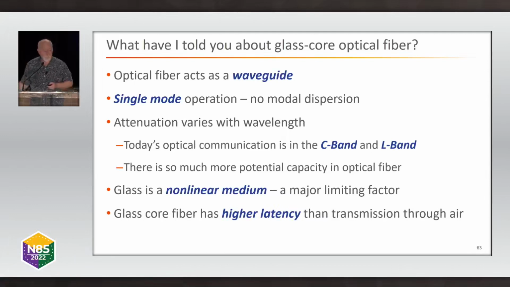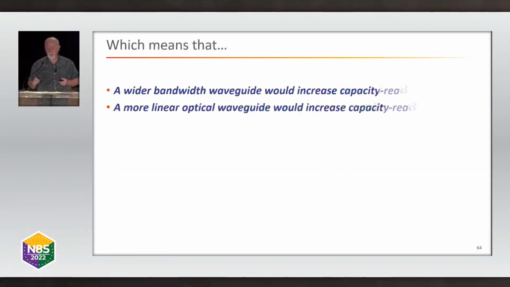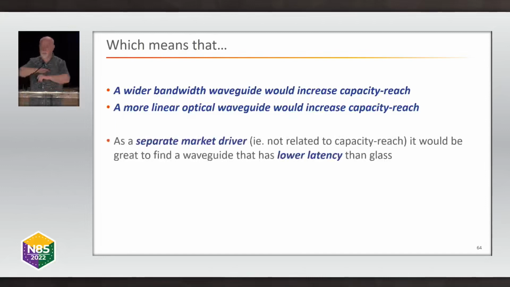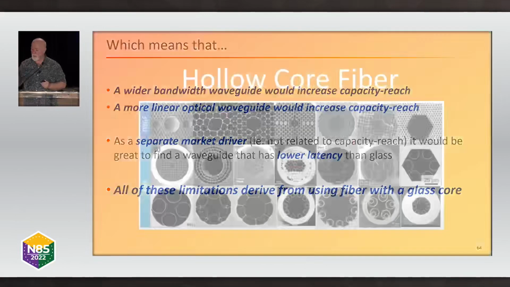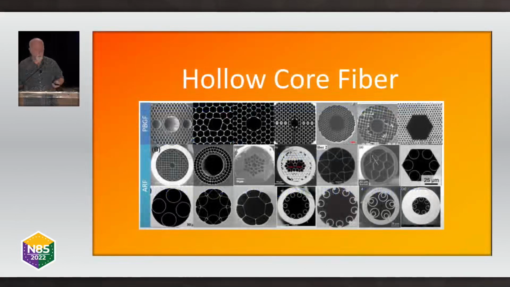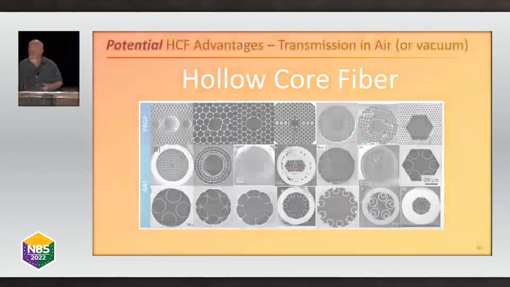Now, that's an entirely separate issue from capacity. It's about low latency communication, which means that a wider bandwidth waveguide would allow us to increase capacity reach. A waveguide that had more linear performance would allow us to increase capacity reach. And as a separate market driver, it would be great to find a waveguide that has lower latency than glass. All of these are limitations that come from using glass as the transmission medium. So what happens if you don't? What happens if you build a hollow core optical fiber?